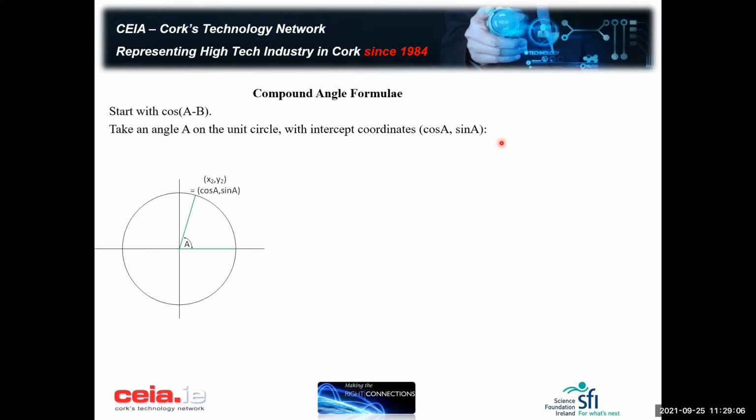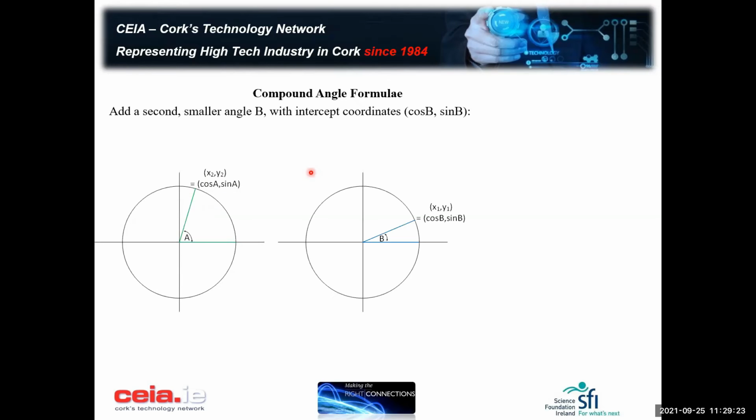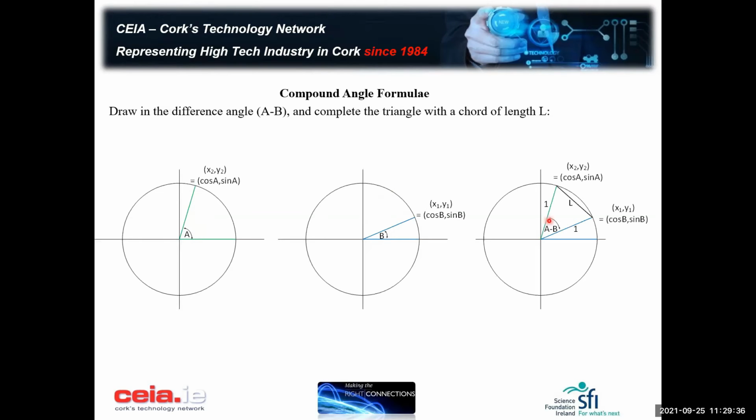Right, so let's try to work out a formula for the cosine of A minus B. Let's start off with an angle A, whose x and y coordinates on the unit circle are cosine A and sine A. Then we look at another angle B on the unit circle. We choose a smaller one so that A minus B will be a nice positive angle. And then we combine the two in the same diagram.